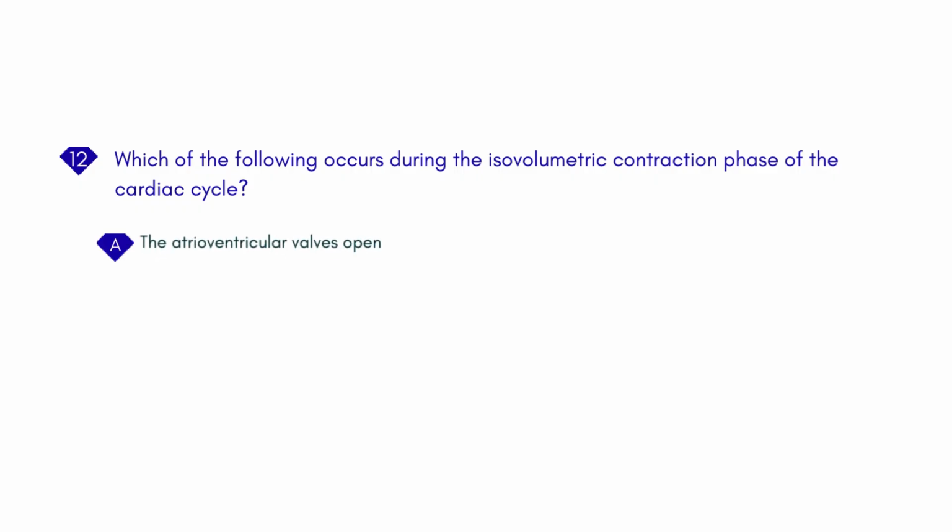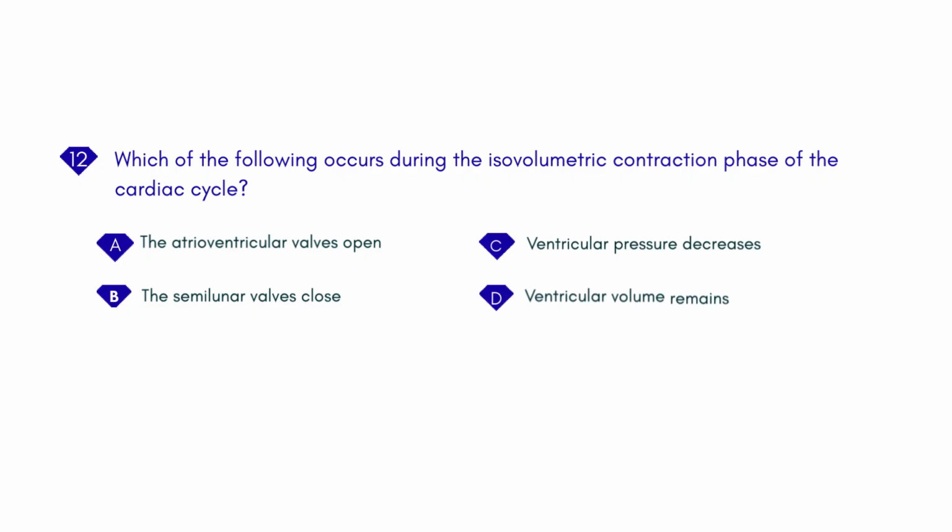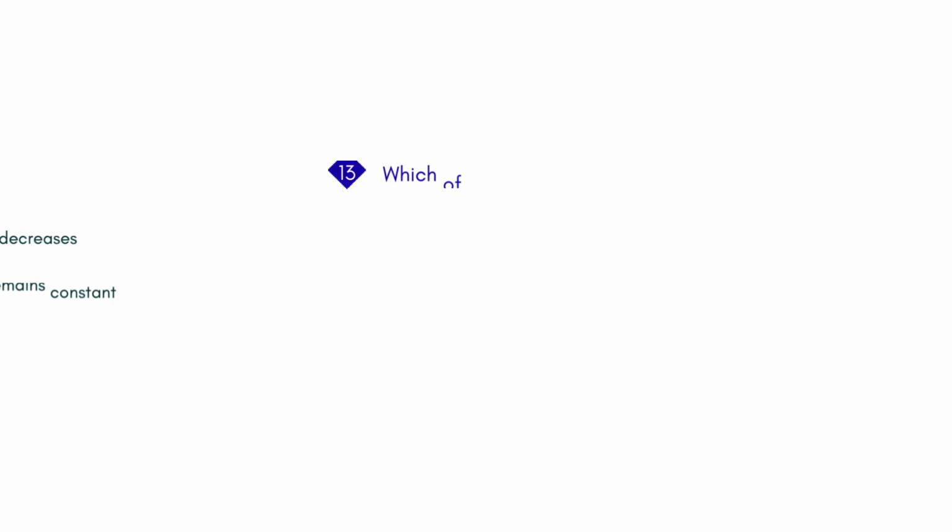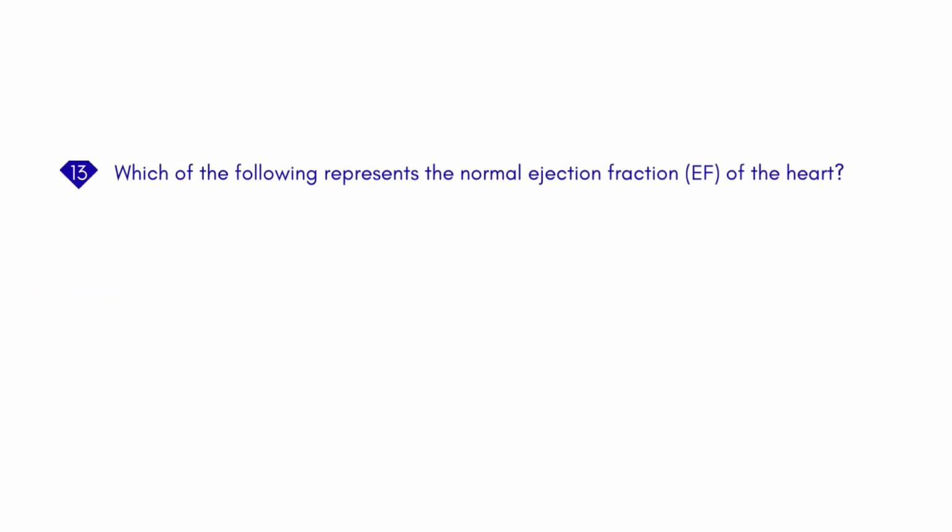A. The atrioventricular valves open. B. The semilunar valves close. C. Ventricular pressure decreases. D. Ventricular volume remains constant. Answer B. The semilunar valves close. Which of the following represents the normal ejection fraction, EF, of the heart?